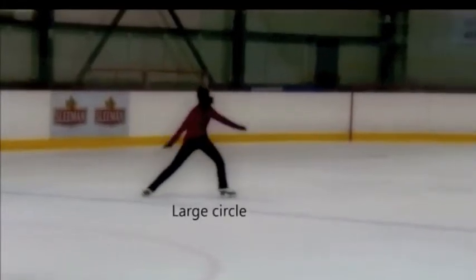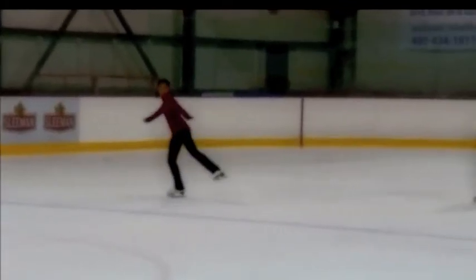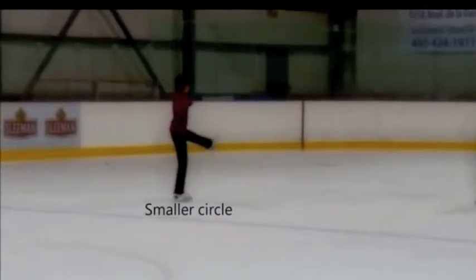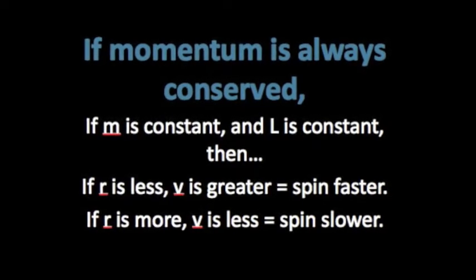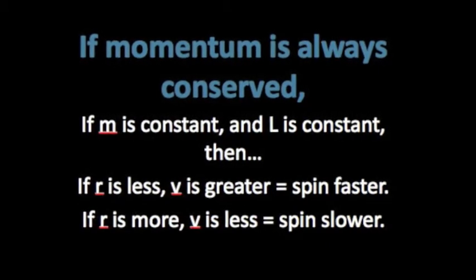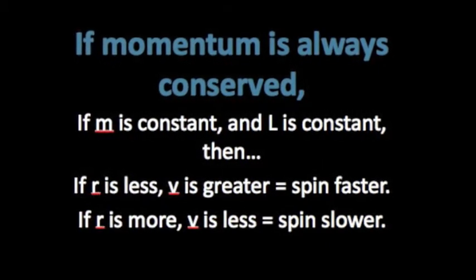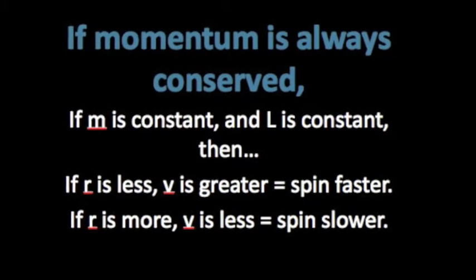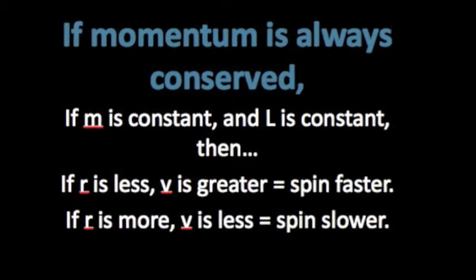As you can see, the figure skater moves from a larger circle to a smaller circle by bringing her legs and arms closer to her center of mass. This changes the R value for the momentum equation. Momentum is always conserved. If M is constant and L is constant, then if R is less, V will have to be greater and you'll spin faster. If R is more, V will have to be less and you'll spin slower.